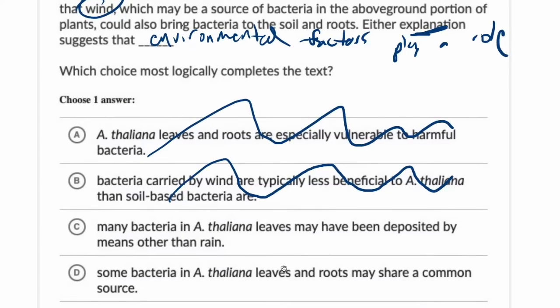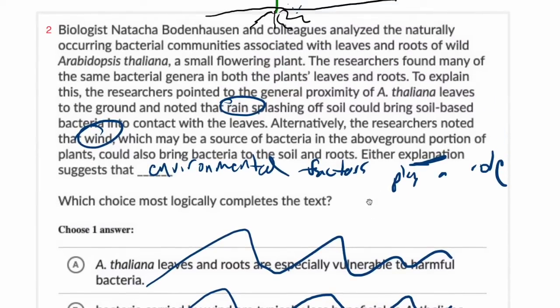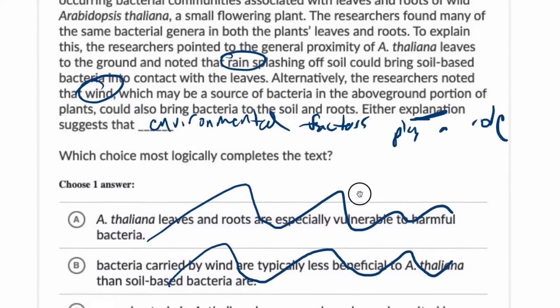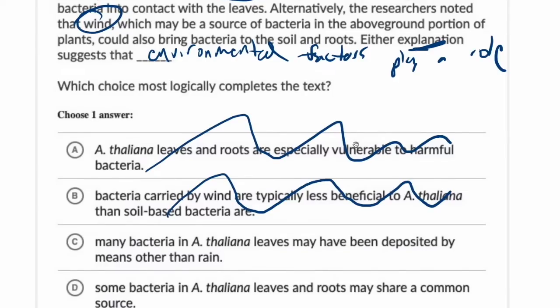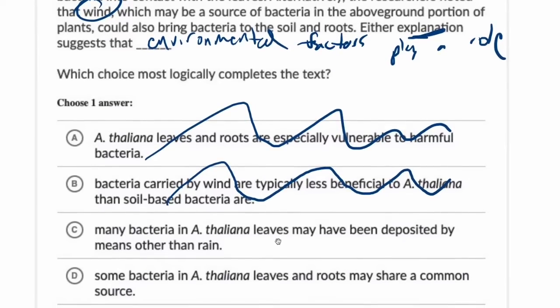D, some bacteria in these leaves and roots may share a common source. Yes. Okay. And that's not something I would have anticipated as an answer, but notice that sometimes what we come up with as an approximate answer isn't exactly right, but we're still thinking, and we get to an answer choice like D, and we can say, okay, that makes sense. Why does that make sense?